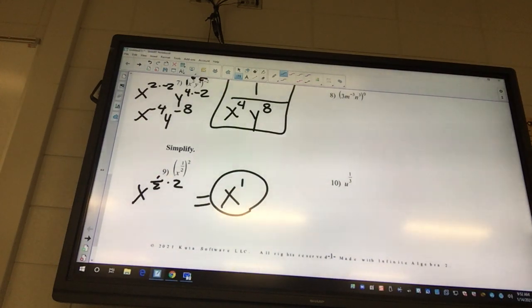So when you're typing that, you have to click over and then say times 2. Otherwise, see how it put it all on the bottom? And so now, that's how you get 1. Okay?